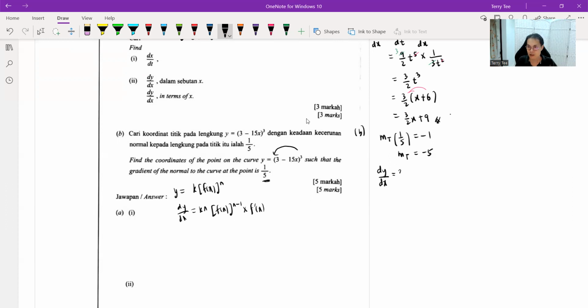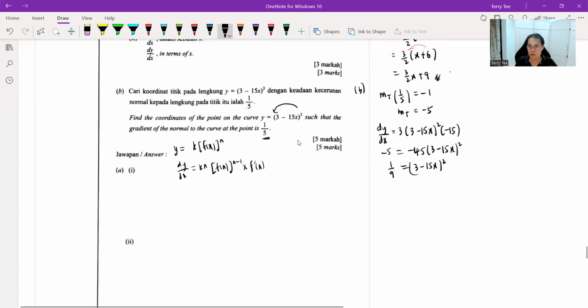So here you bring the power 3 in front, you copy the bracket, you reduce the power by 1, you differentiate, you get -15, and 3 times -15 is -45. This is (3 minus 15x) squared. Now, remember dy dx is what? Dy dx is your gradient tangent. My gradient tangent is -5. I sub inside. When you divide this, this is 1/9, equals (3 minus 15x) squared.